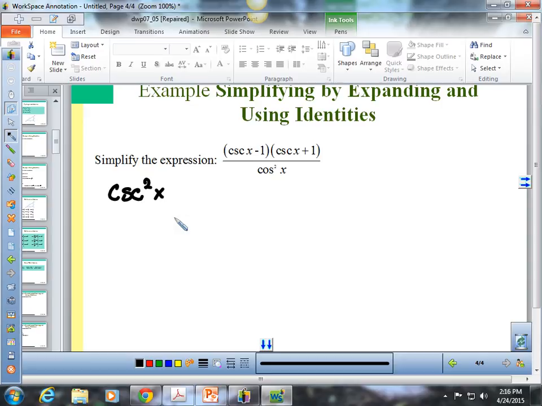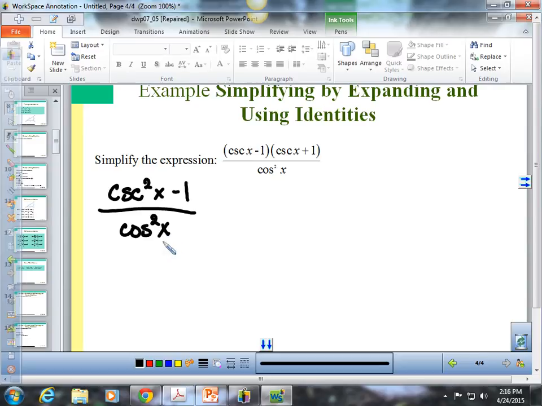Okay, so what's the last? What's negative 1 times 1? Minus 1. So the top simplifies down to that. The bottom, I still have my cosine squared x. So I've done the FOIL. I now have a potential what? Pythagorean identity. How is there a potential Pythagorean identity here? What made you recognize that? The square minus 1. The square minus 1.